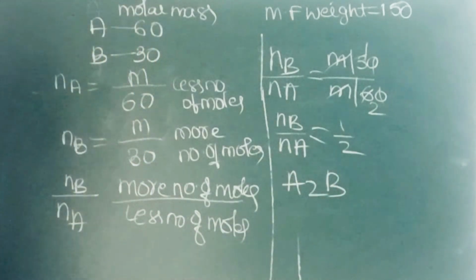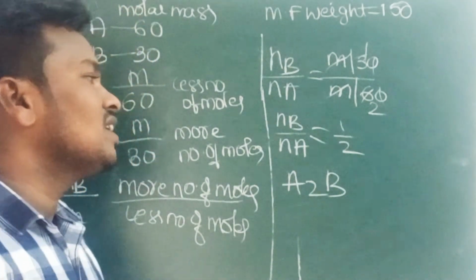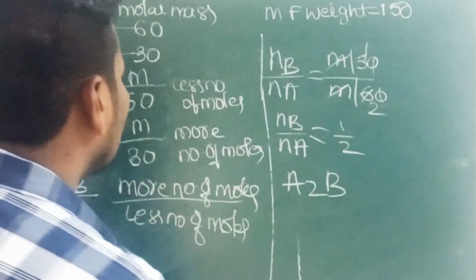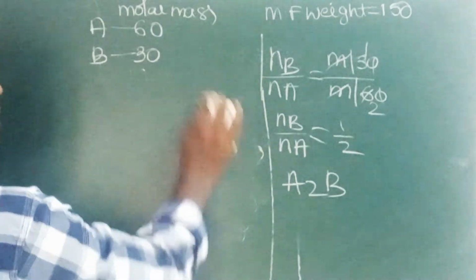So the formula is A2B. This is the empirical formula. But what they are asking about is the molecular formula. So already we know the relation.